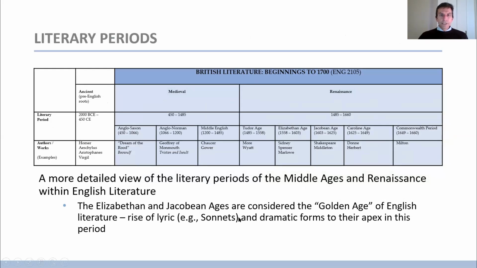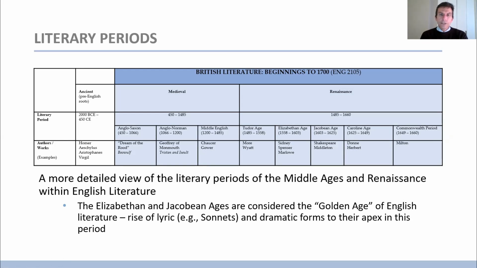Now, here's a more detailed view. Again, I won't go through this, but it's a more detailed view of some of the sub-periods of the period we'll be covering. The medieval period will begin in the Thursday lecture. We'll begin by looking at Old English literature, which is in the Anglo-Saxon period. There's a period after that which we won't really be studying. We'll mention it, but the Anglo-Norman period and Middle English proper, 1200 to 1485. 1485 in England is usually the date assigned for the beginning of the Renaissance.